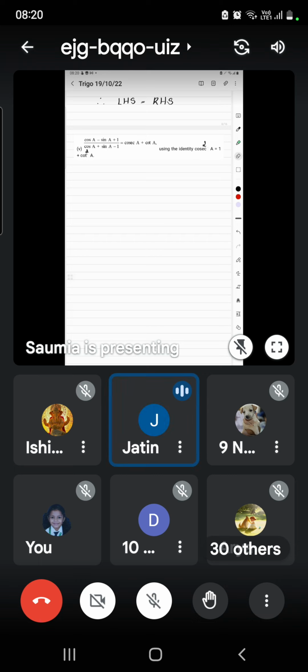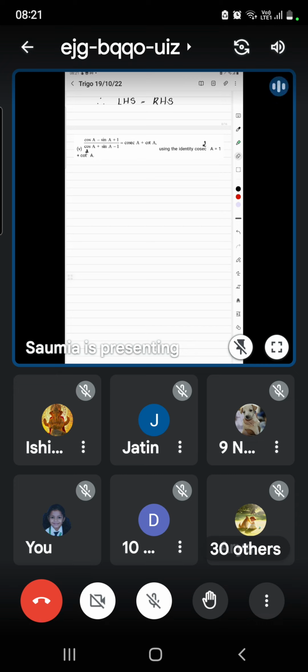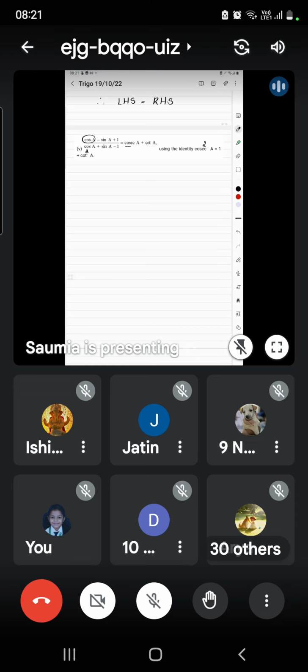Ma'am, we can divide throughout by sin. Yeah, that's a good thing to do. See, from cos, we are going to cosec. From cos, we are going to cot. The only difference between these two, what is the RHS? Let's have a look at the RHS.